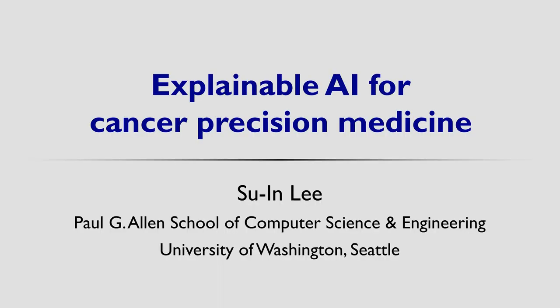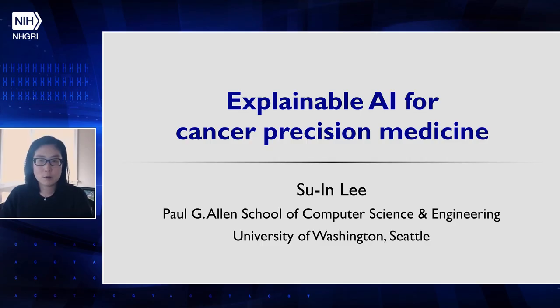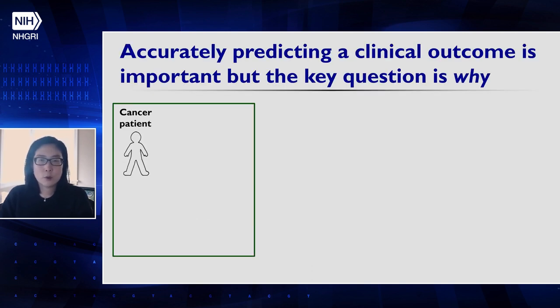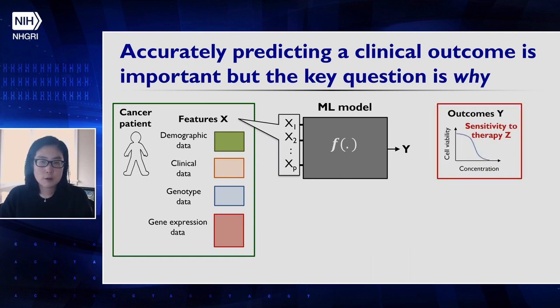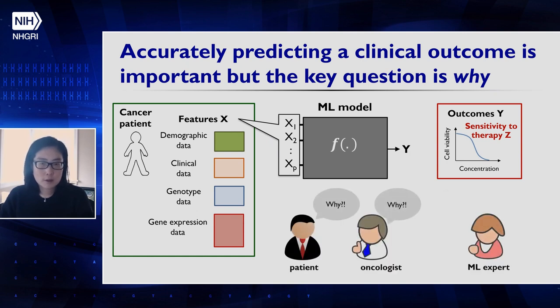Hi, I'm Su-In Lee in computer science and engineering at the University of Washington. My lab develops explainable AI techniques for a wide range of problems in biology and medicine, including clinical genomics, which I'm going to mainly talk about today. When we have a set of patient features and a well-trained machine learning model, we can predict various kinds of clinical outcomes or clinical phenotypes. However, in many cases, we cannot answer a very natural question of why a certain prediction was made.